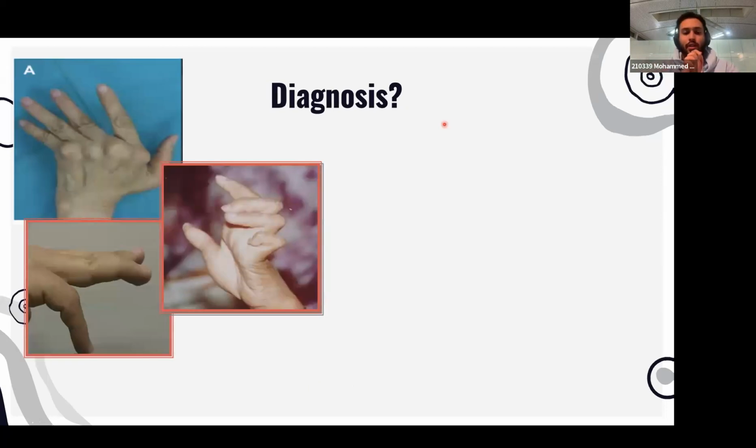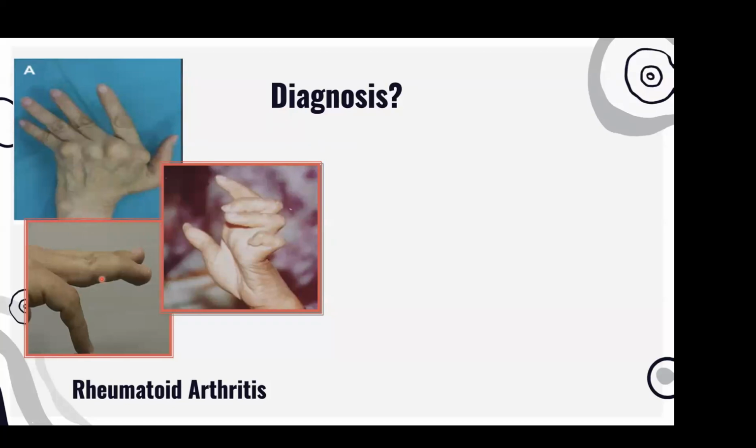Now, can someone tell me what this diagnosis is? Rheumatoid arthritis, perfect. Now, rheumatoid arthritis, it's an autoimmune disease. It can manifest with so many other diseases. It's systemic. Now, I want you guys to tell me the signs that you can see on this picture. What is this sign? Swan neck. Swan neck deformity.